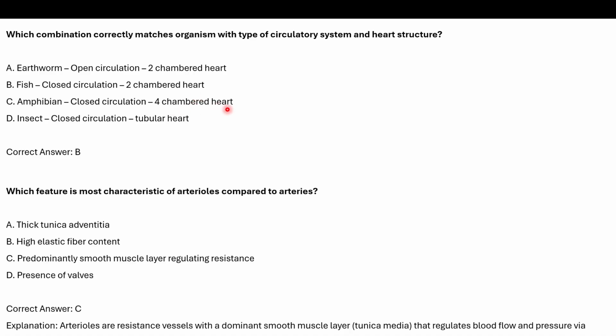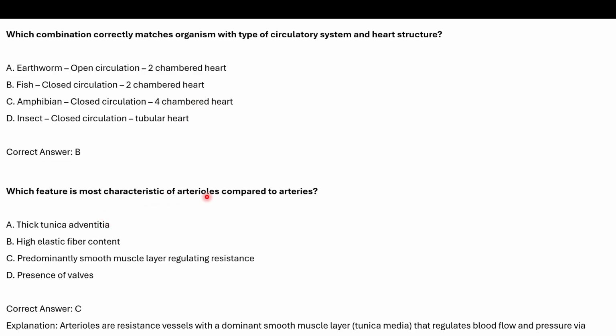Which combination correctly matches the organism with the type of circulatory system and the heart structure? So the correct option will be option C here: fish, closed circulation, two-chambered heart. Amphibians have a three-chambered heart.